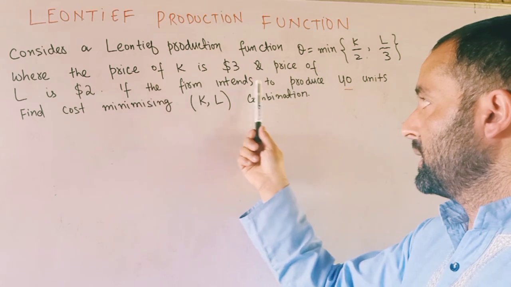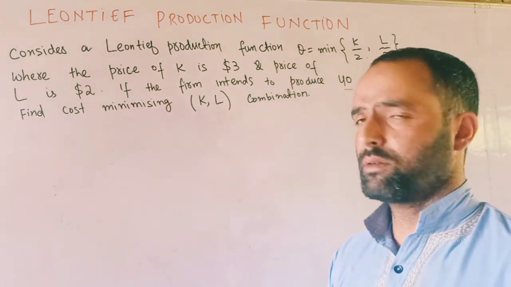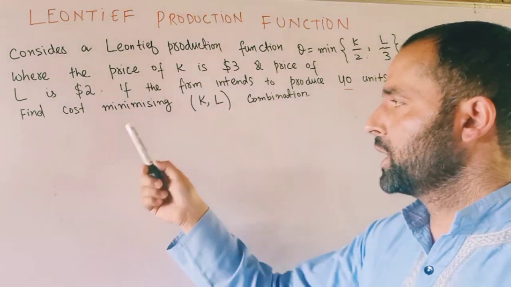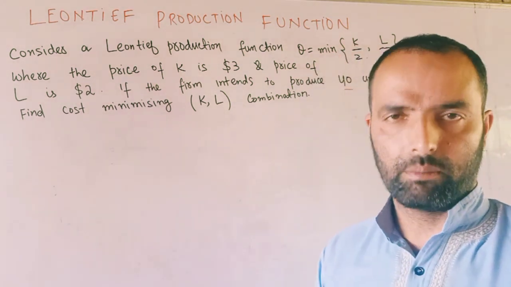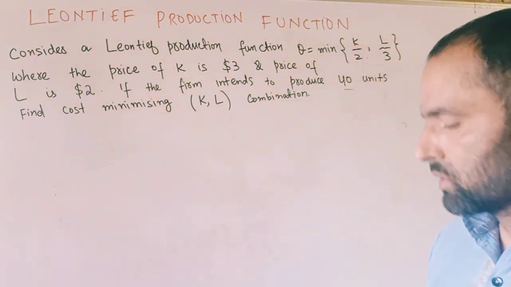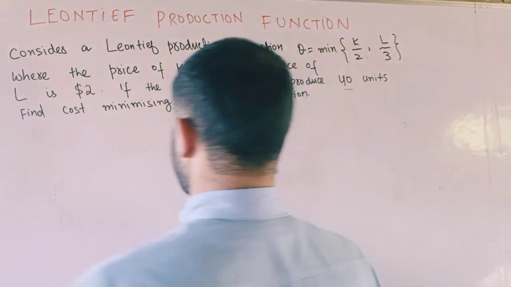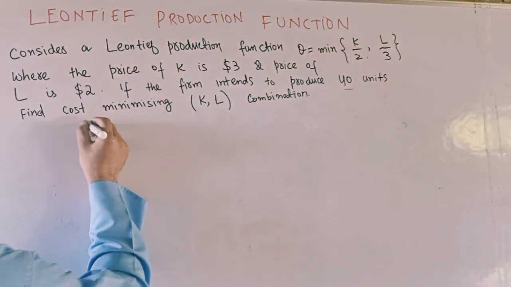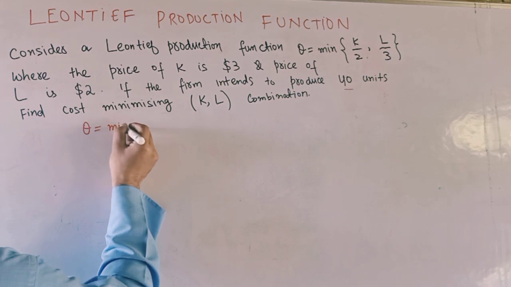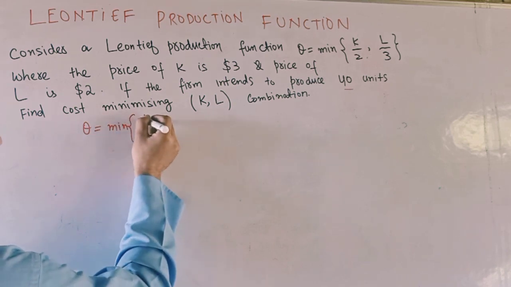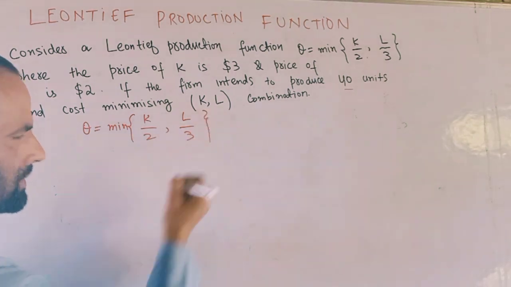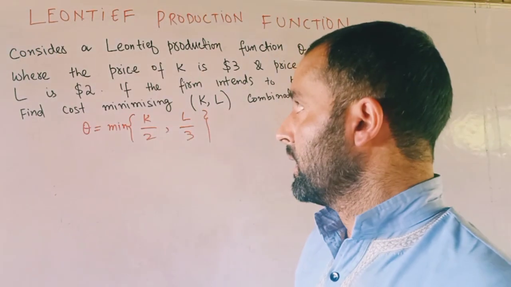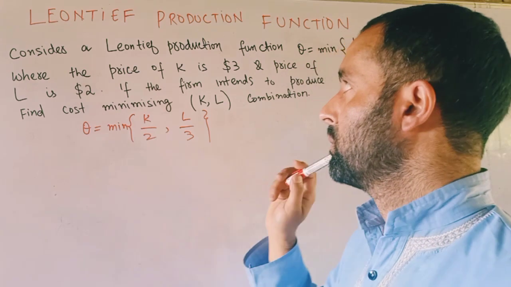Also, if the firm intends to produce 40 units of output, we have to find out the cost minimizing capital labor combination. Okay, so what we are being given here, let's write it here. We are being given a min function, that is Q is equal to minimum of K upon 2 comma L upon 3. Okay, this is typically a Leontief production function.